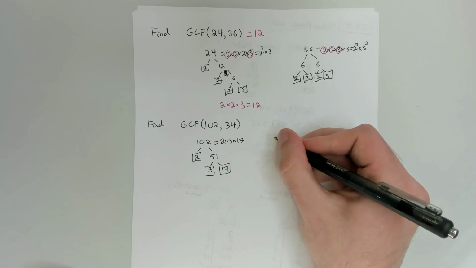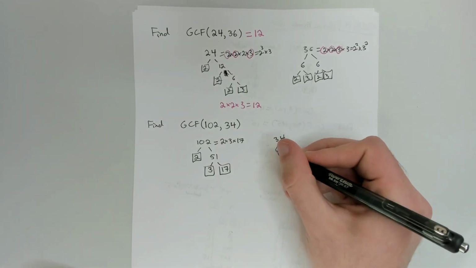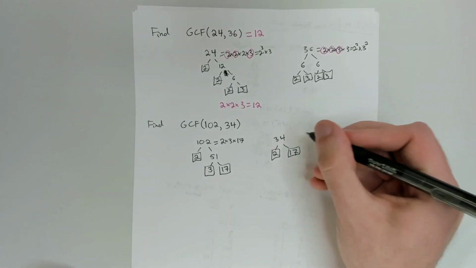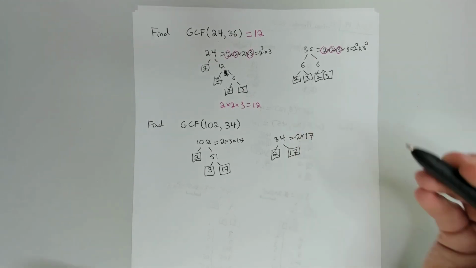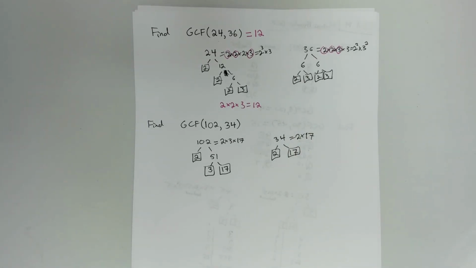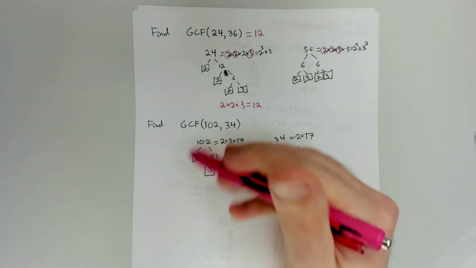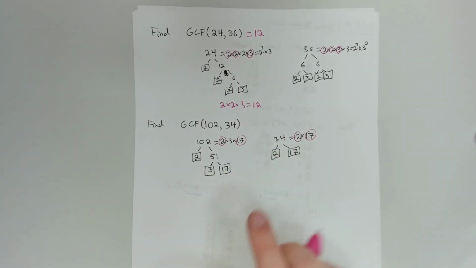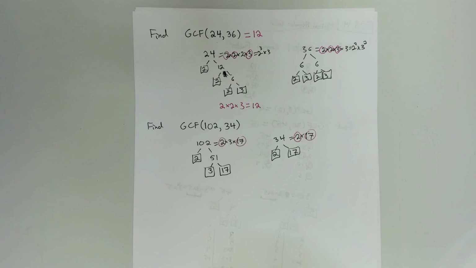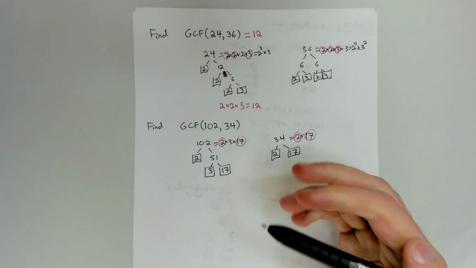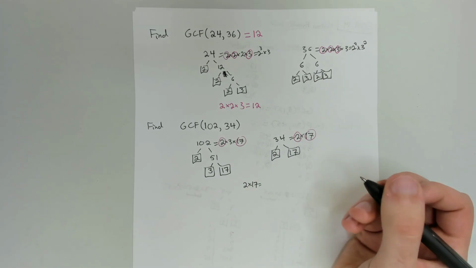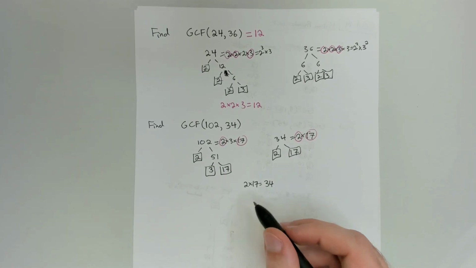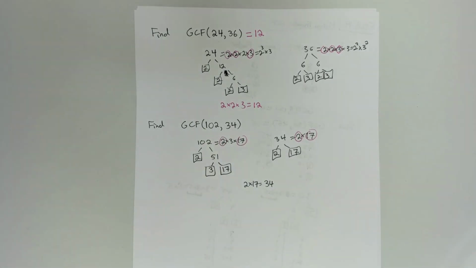Awesome. Now let's try 34. So 34 I can split up into 2 and 17. And would you look at that, we're already done. That was a nice quick prime factorization. So now all we have to do is find all the common prime factors. Here 2 is in the commonality and 17 is. This has a 3, but that 3 is not present over here. So that means 102 and 34 have 2 times 17 as a shared factor, and 2 times 17 is 34 itself. So 34 is the common factor of 102 and 34.